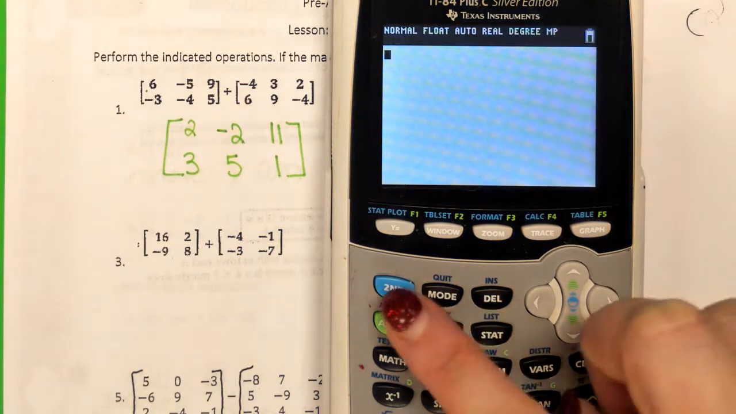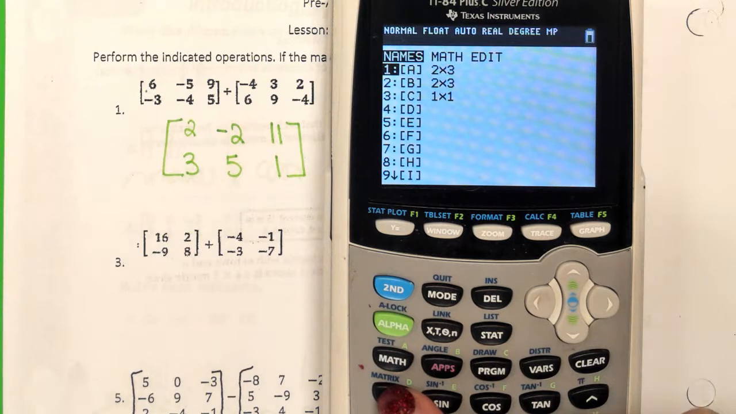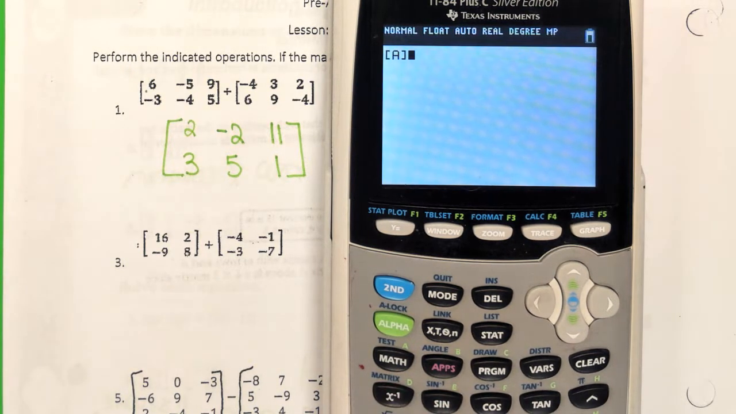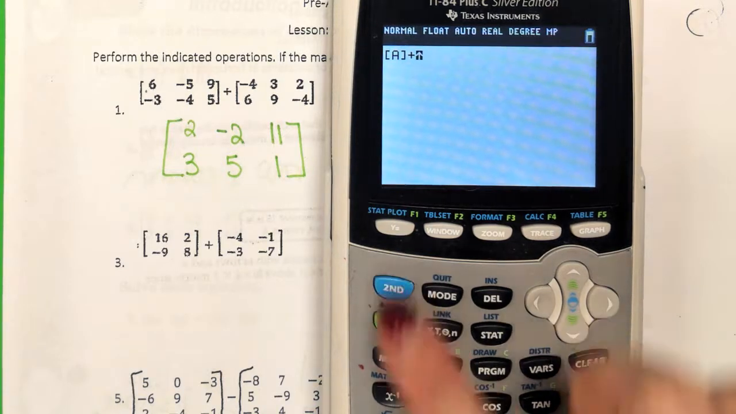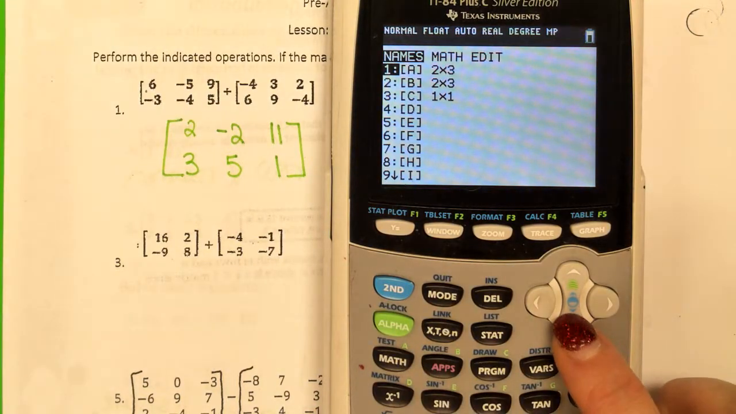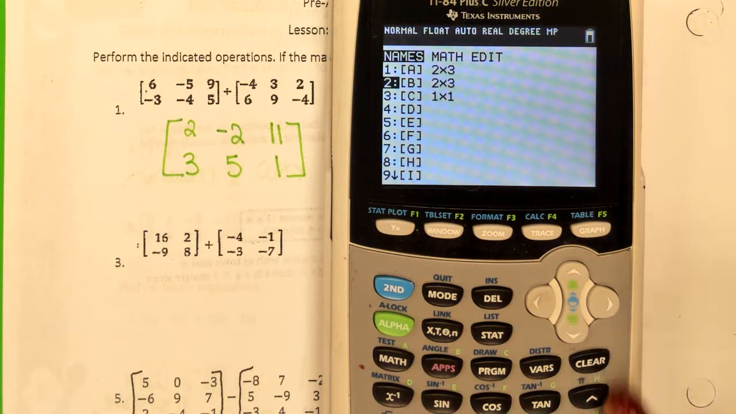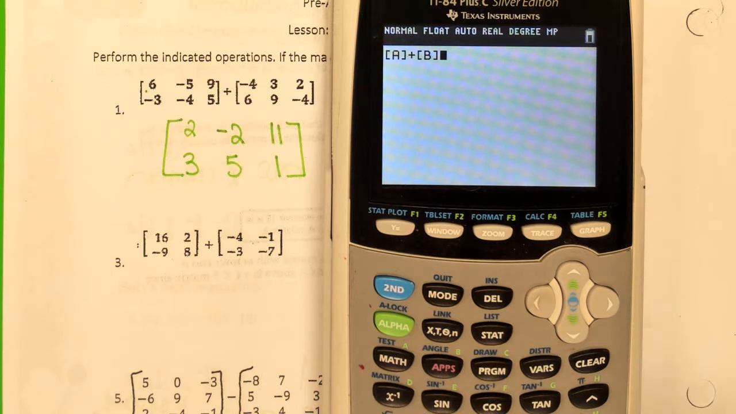Add those. You go to second matrix. We are not editing. We want to tell our calculator, math. Enter on the first one, and then we are adding, and then we go back to second matrix, but we're not going to do the first one. Go to number 2. We're going to the second one, enter, and you hit enter again, and then you press enter.